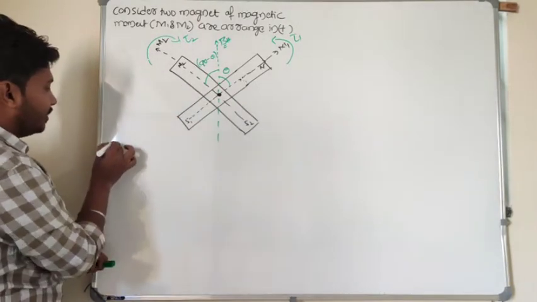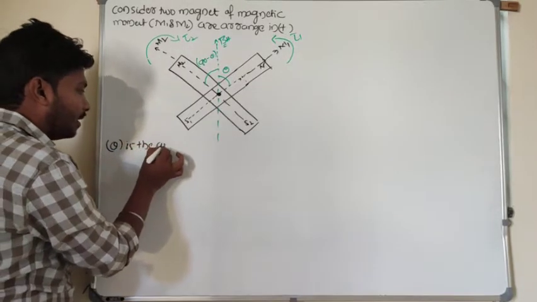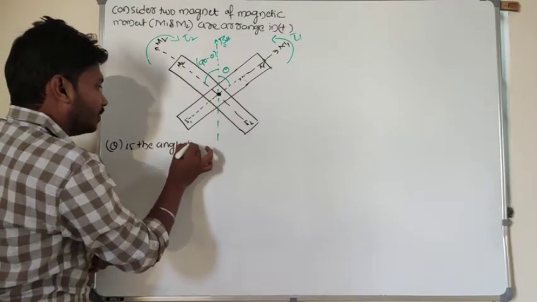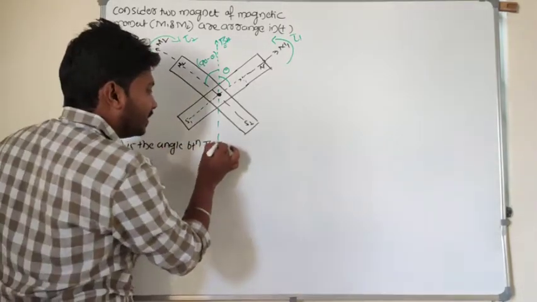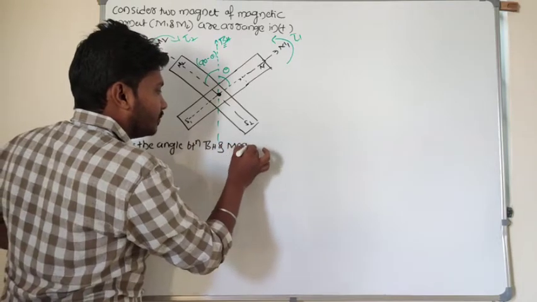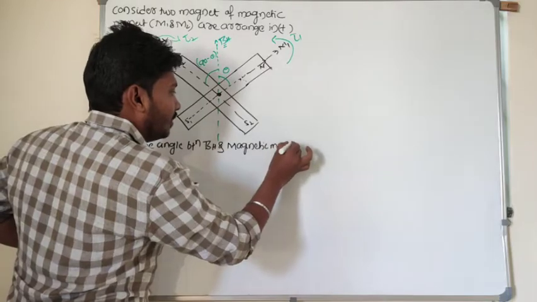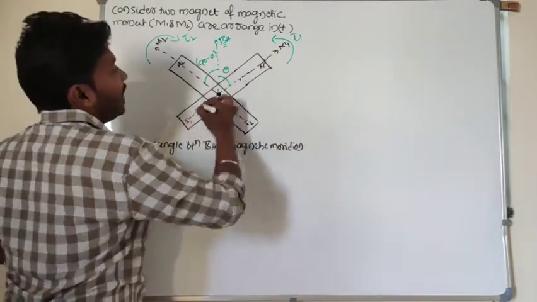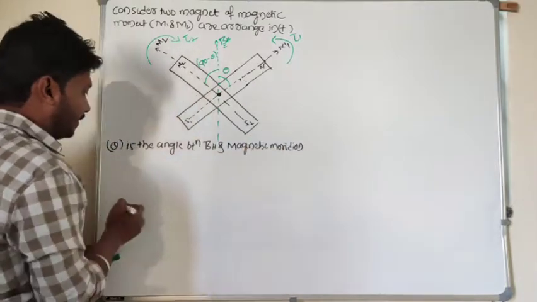Then theta is the angle between B of H, the horizontal component of earth's magnetic field, and the magnetic meridian. Magnetic meridian means the imaginary line, in the case of the magnet, from south to north direction.